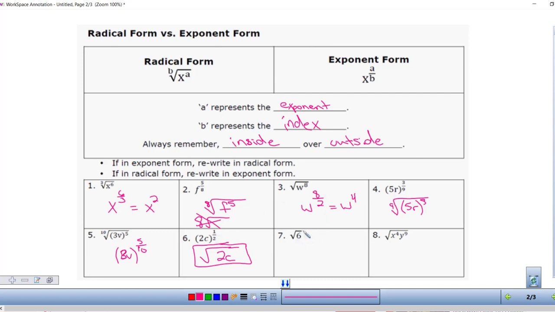So kind of similarly, looking at this one, I don't have a number on the inside or the outside. That is 1/2. Okay, same thing with this last one. I know it looks a little confusing because there's an x and a y. We're going to say this is x to the 4th, y to the 9th, put it in parentheses. Together, their exponent is a 1, and this is square root, so 1/2, again on that one.